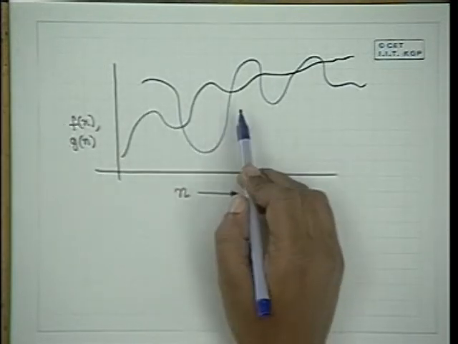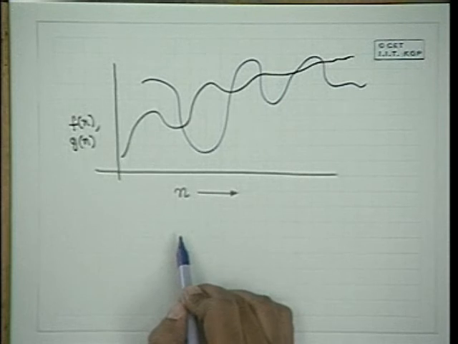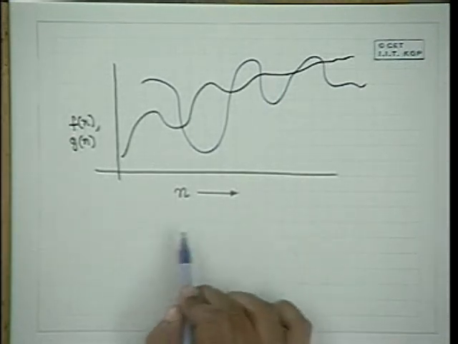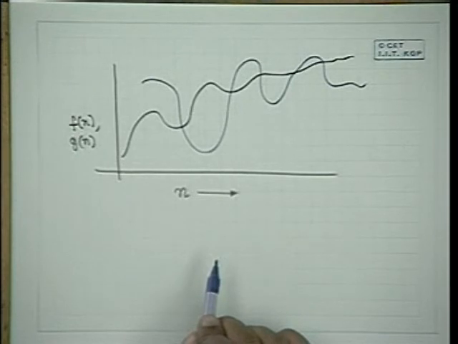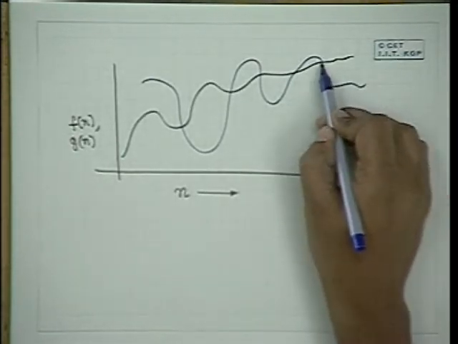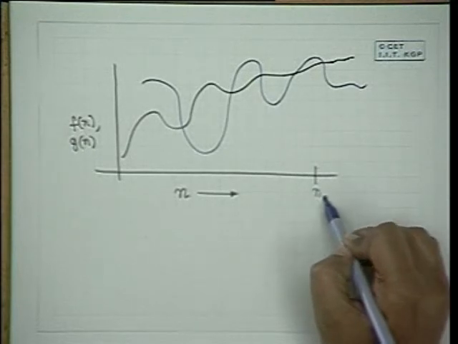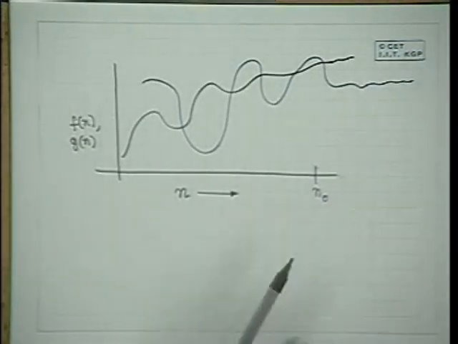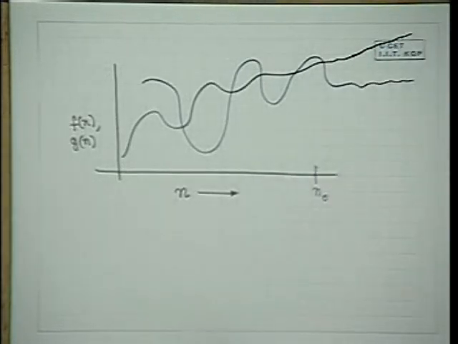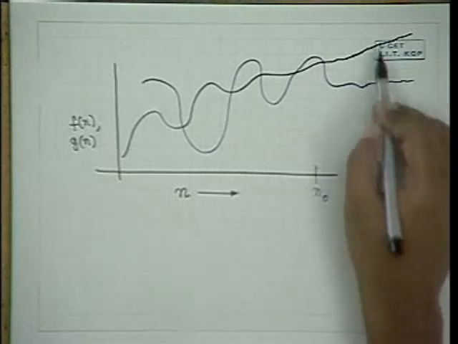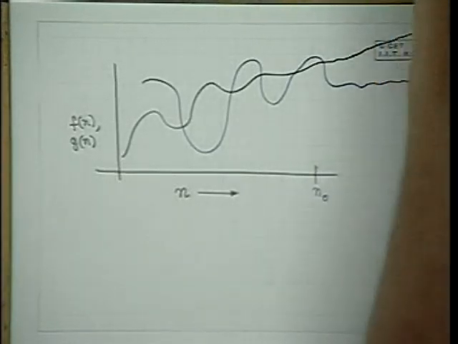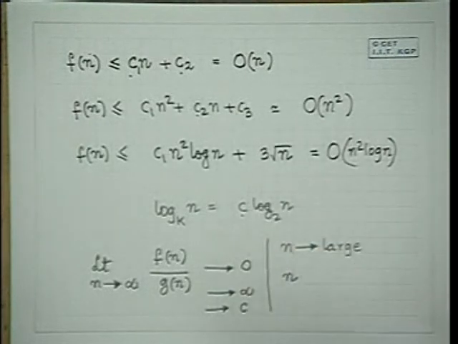But even this is meaningless because you have made all constants equal to 1, and on different computers they will take different amounts of time. But asymptotically, you can say that beyond a certain point n0, this will always be less than this, whatever be the constants c1, c2, c3. This will be better than this, or both will be identical. That is what you do by this order of complexity.